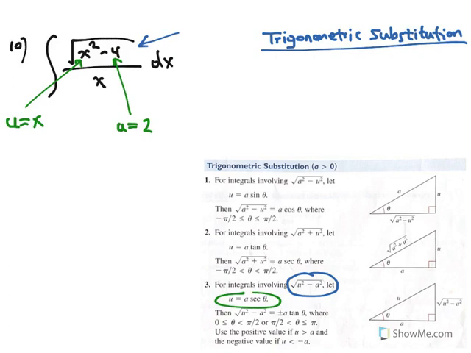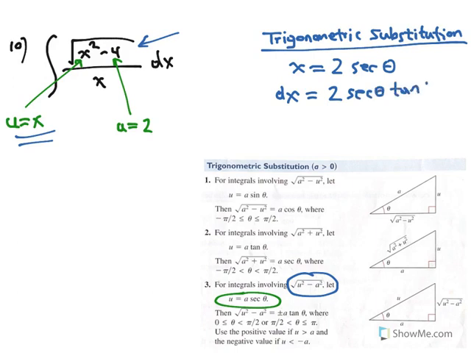So now we will go ahead and use the trig substitution. Let u, which in our case is x, be equal to a times secant theta. A is 2, and once you can figure that out, it becomes easier from here. The next step is to find the differential of x. So we have 2 times the derivative of secant, which is secant tangent, times the differential d theta.